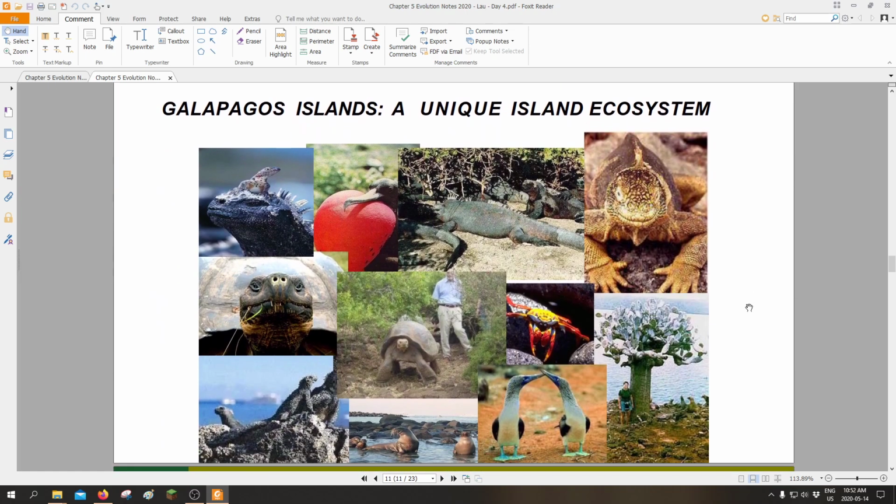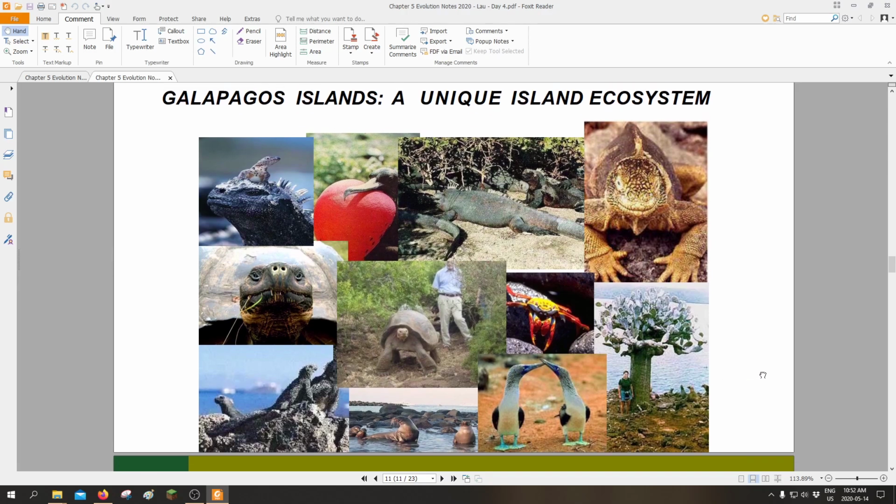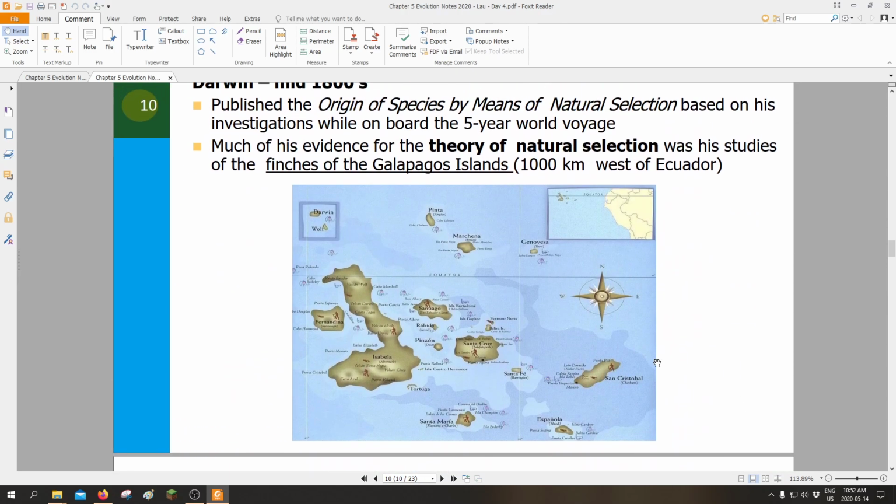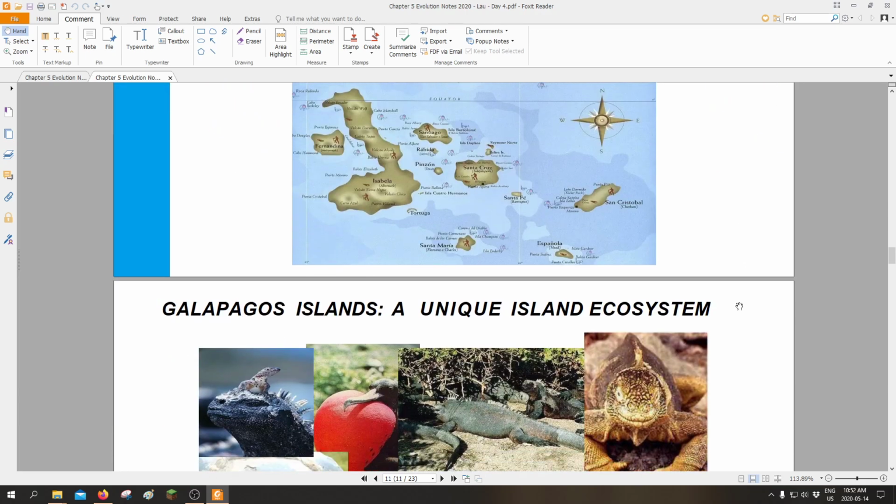So the Galapagos Islands have a very, very unique ecosystem, with many different trees, many different iguanas, many different turtles, and many different organisms in general. Why are they so unique? Because we'll take a look at how far away all these islands are. Number one, they're far away from Ecuador, and also they're very far apart from each other.